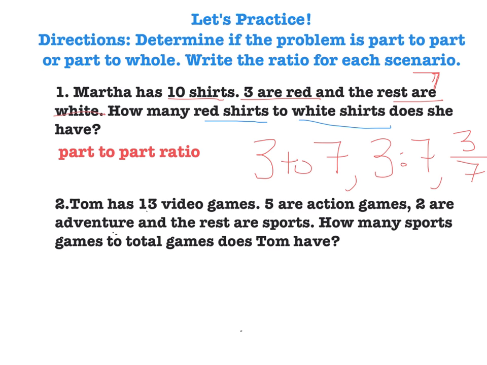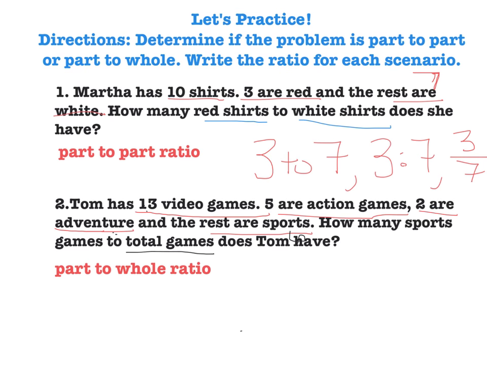Okay, the first thing you should have noticed, there were a total of 13 video games. 5 are action, 2 are adventure, and the rest are sports. So I don't know how many sports there are right now, but if 5 are action and 2 are adventure, that's 7. But I have a total of 13, which means that there has to be 6 sports. So then I have to think, is this a part to part or a part to whole? Well, the word total games represents this whole amount. So in this problem, it is a part to whole ratio.